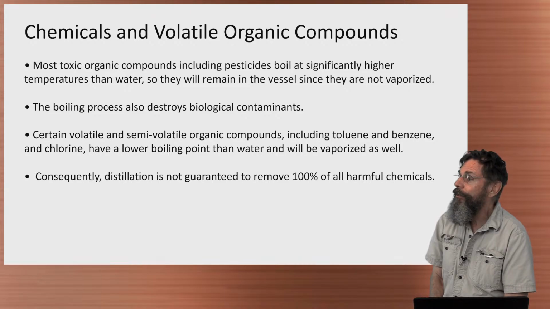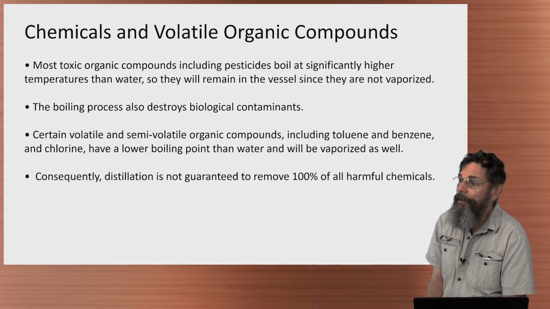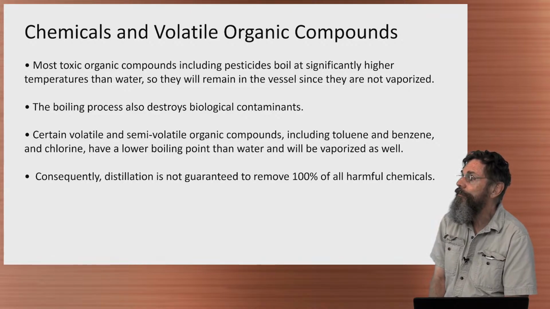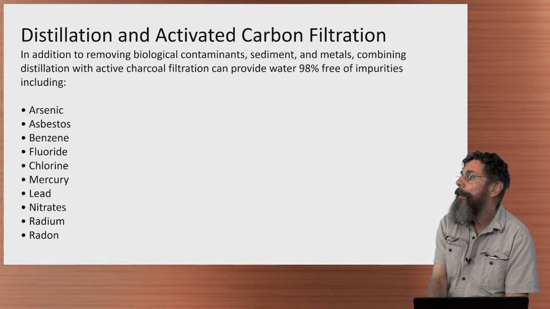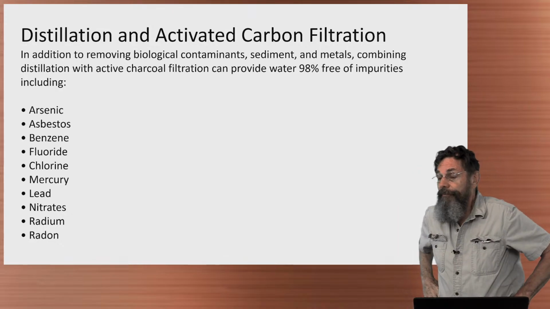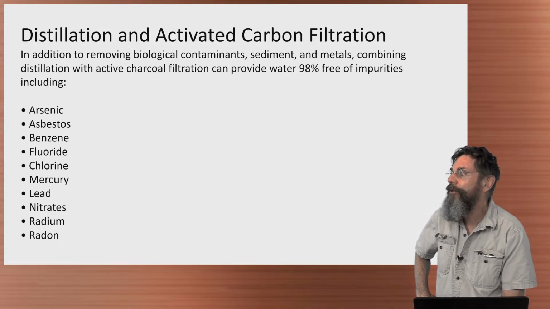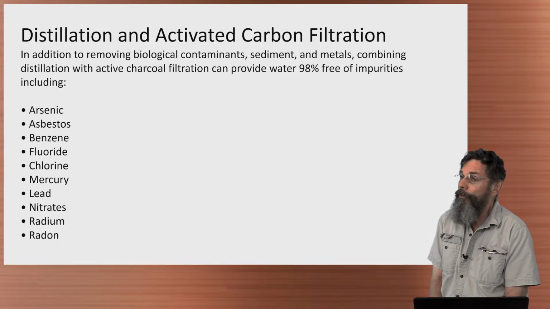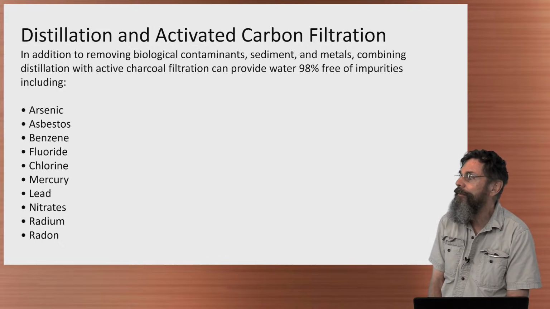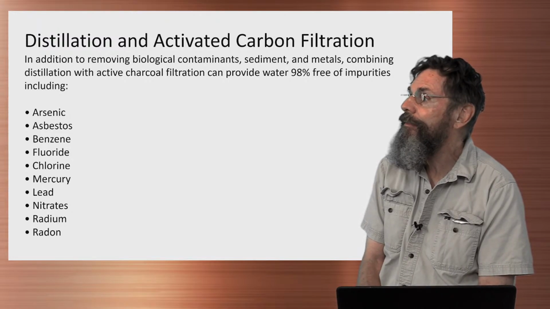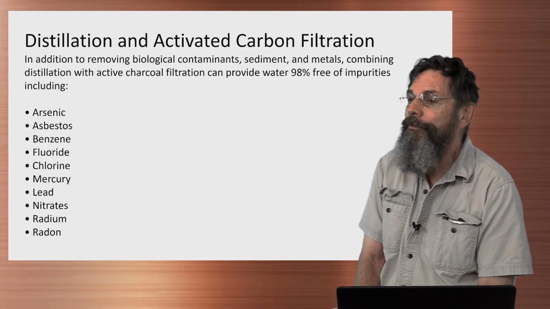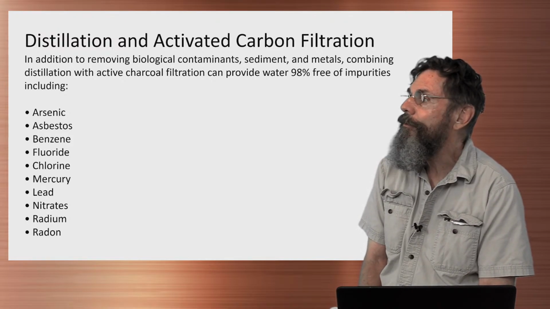As I said before, the way we handle that is to pass it through an activated charcoal filter, which will strip out the rest of those harmful materials. So to cap off then, distillation, in conjunction with the activated carbon or charcoal filtration, will remove both the biological contaminants, any sediment and metals that are left behind in the process. And then when you combine distillation with the active charcoal filtration, it will provide water which, as I said, is 98% plus free of any impurities.